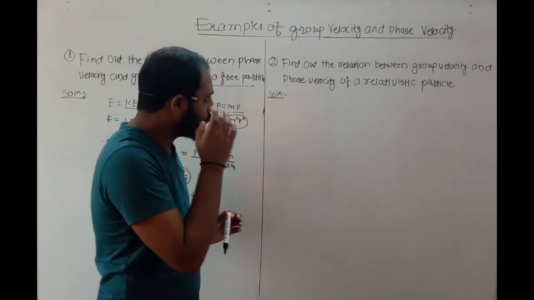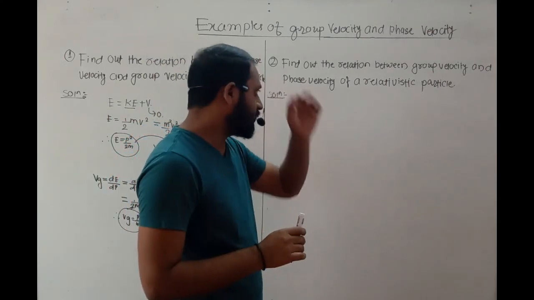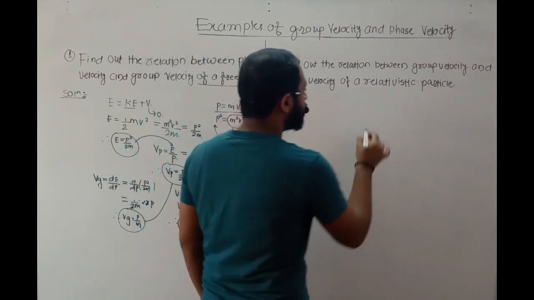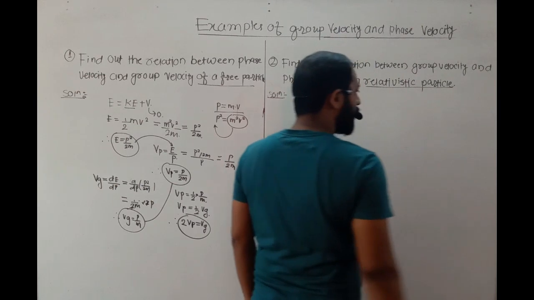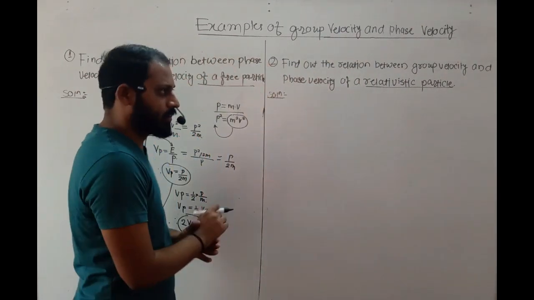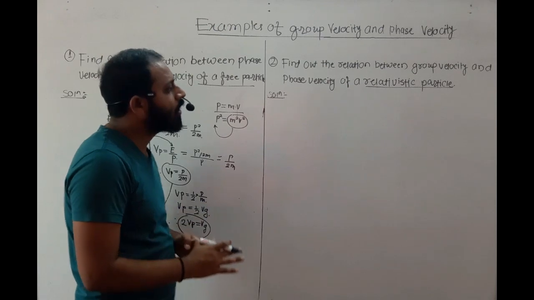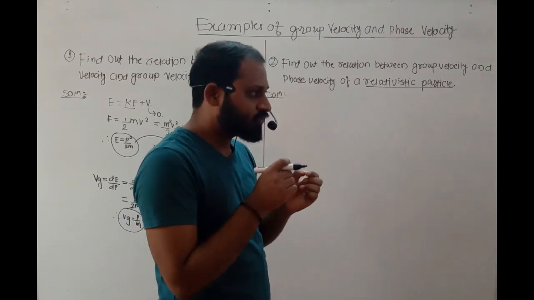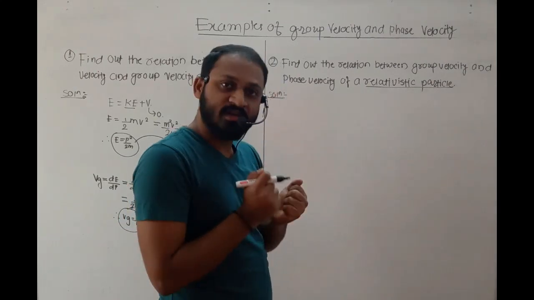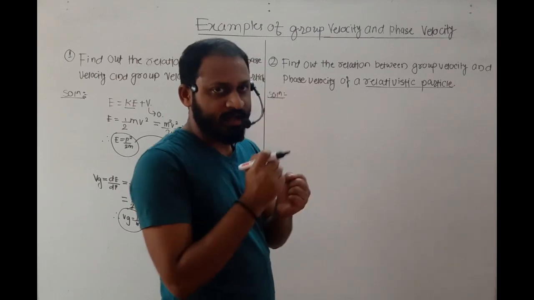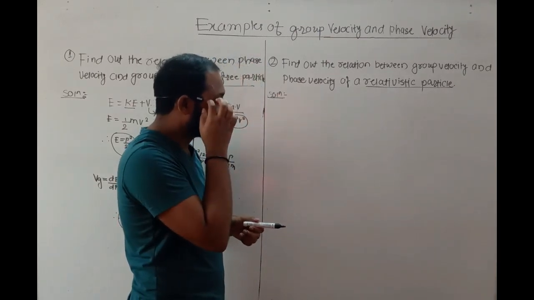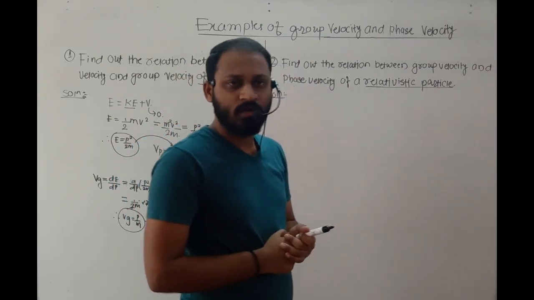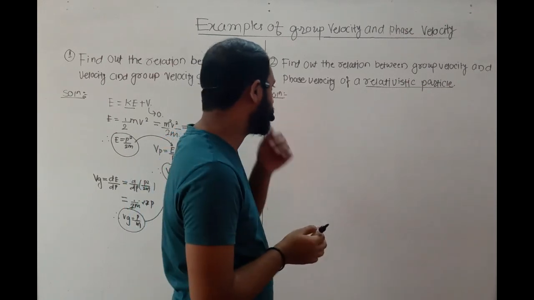Now, we are going to discuss the relation between phase velocity and group velocity for a relativistic particle. While studying de Broglie's wavelength concept, we studied what a relativistic particle is. A particle whose kinetic energy is much greater than the rest mass energy is called a relativistic particle. Example, a photon, whose kinetic energy is much greater than its rest mass energy. Now see.